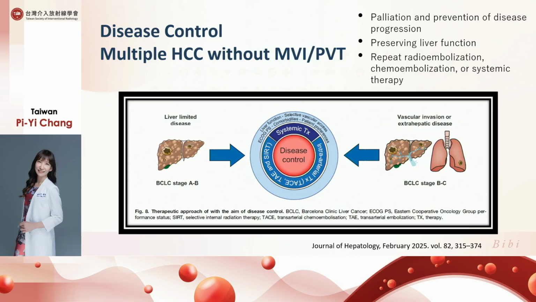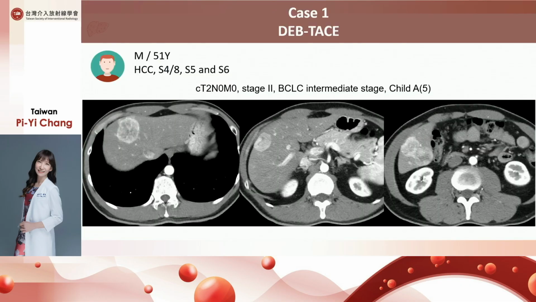Then move on to disease control, because most of the time we do DEB-TACE for multiple HCC without vessel invasion. For this kind of situation, we do DEB-TACE for palliation or prevention of disease progression. And also preserving the liver function, the patient has the chance to repeat radioembolization, chemoembolization, or to combine with systemic therapy.